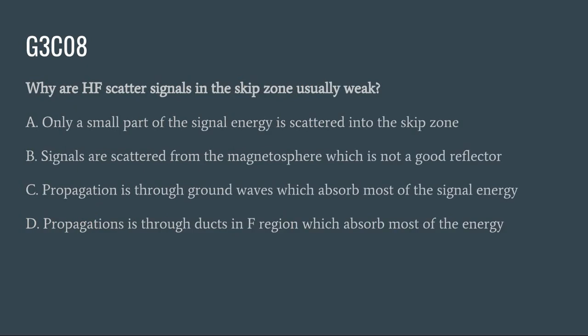G3C08. Why are HF scatter signals in the skip zone usually weak? A. Only a small part of the signal energy is scattered into the skip zone. B. Signals are scattered from the magnetosphere, which is not a good reflector. C. Propagation is through ground waves, which absorb most of the signal energy. Or D. Propagation is through ducts in the F region, which absorb most of the energy. Correct answer is A. Only a small part of the signal energy is scattered into the skip zone.